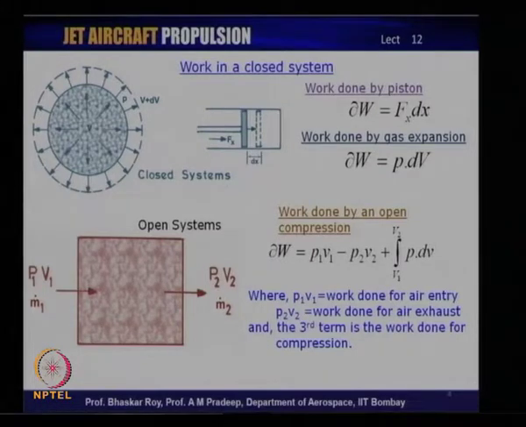Now, the third term is the work done for the compression process. The first term is the work done for the air entry, and the second term is the work done for the air exiting the system. So, in an open system, it enters the system with a certain amount of work, it exits the system with a certain amount of work, and during its residence time within the system, a certain amount of work is done. In our case, for the purpose of compression, the flow going from 1 to 2 experiences compression or pressurization. So, this is a simple way of writing down how the work can be expressed for a compression process.